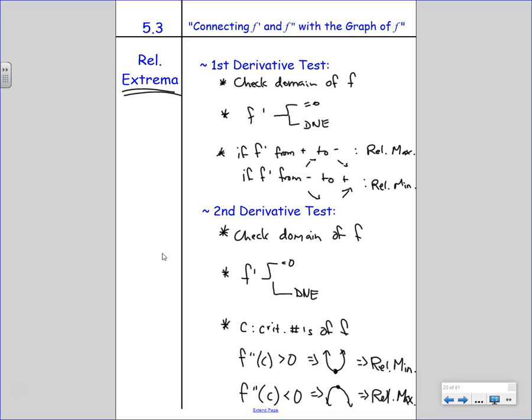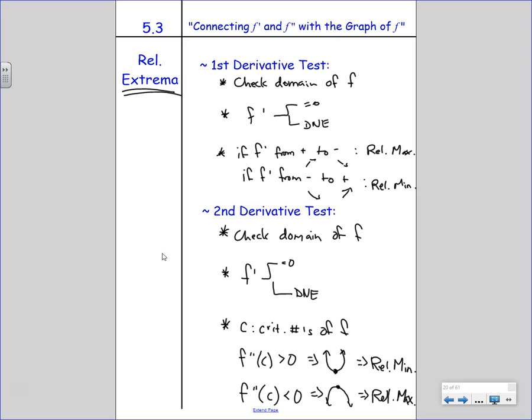Now what's the other test? Second derivative test. Once again, for relative extrema. It's not just concavity. A lot of you guys get these confused. There's a concavity test using the second derivative, but the second derivative test is for relative extrema. How can the second derivative tell us about relative extrema? You can be given f or f prime.